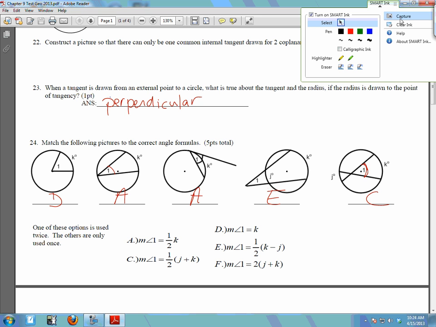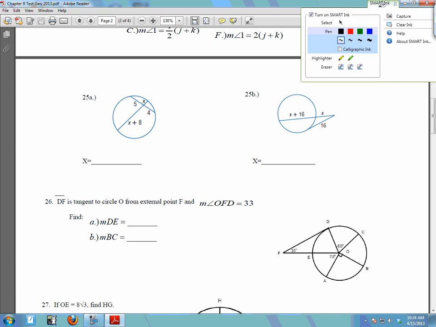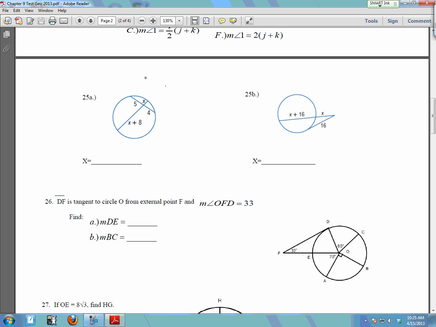Then you can use those later on in the test to get some of the questions down here correct. Here with these two, we learned that if we have two chords intersecting, the product of their parts, that part and that part, should equal the product of the 5 and the 4. So when I multiply x and x plus 8, I get x squared plus 8x, and 5 times 4 is 20. So we get x squared plus 8x minus 20 is equal to 0. Two numbers that multiply together to give me negative 20 and add to give me positive 8 are x plus 10 and x minus 2. That says x is equal to negative 10 and x is equal to positive 2. If x was negative 10, that would be a negative distance, so that can't work. So the only option is x to be 2.